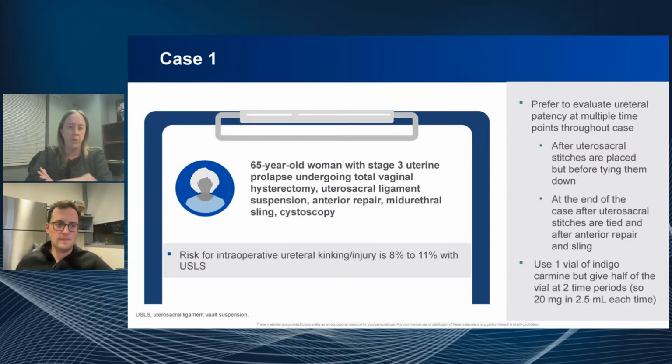So I usually throw the other 2.5 cc's in at the end of the case, repeat my cysto, and just confirm ureteral patency at that point. Great, pretty standard. I think that's a really good example of using an agent, using common sense to decide which step of the procedure to do it at. And a good example of how Cara uses the two doses.